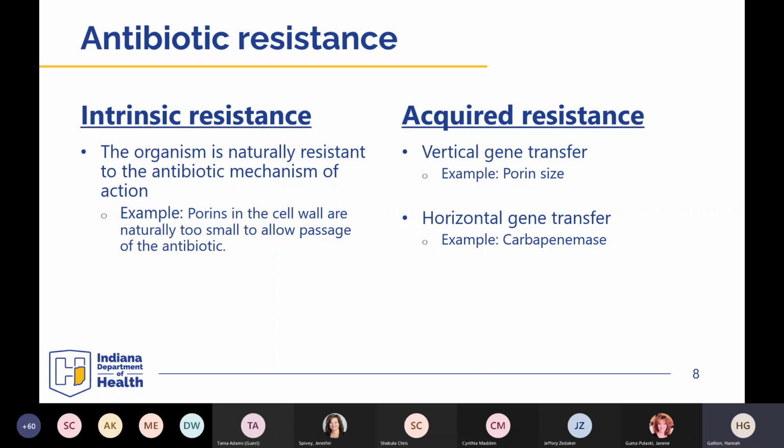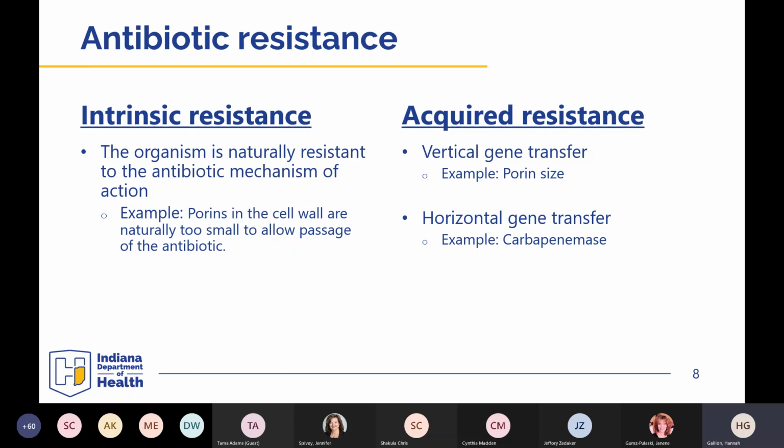Acquired resistance is often genetically passed, either vertically or horizontally. Vertical gene transfer refers to the transfer of genes as bacteria multiply. So once a bacteria multiplies and divides into two bacteria, both bacteria carry the gene. An example of this could be porin size. If a single bacterium has a slight mutation that makes a porin slightly smaller, the antibiotic cannot enter the cell, and therefore that bacterium does not die. Once that bacterium multiplies and divides, it passes that gene for the smaller porins onto the new bacteria.